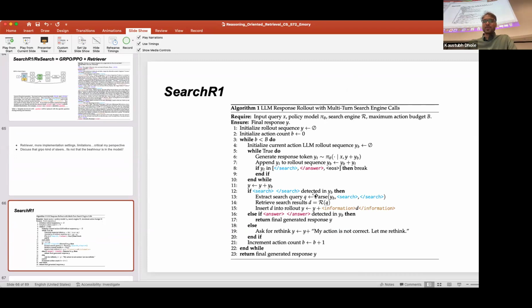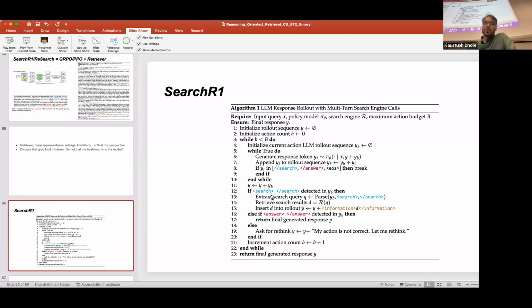Just to quickly give a brief overview. We have an input query, a policy model, a search engine, and a maximum action budget, which essentially controls the number of tool calls or search calls that the model makes. And then we initialize our current LLM rollout sequence, which will basically be the generated tokens up till now. And then we keep sampling tokens. And if we find either a close search or a close answer, then we break.